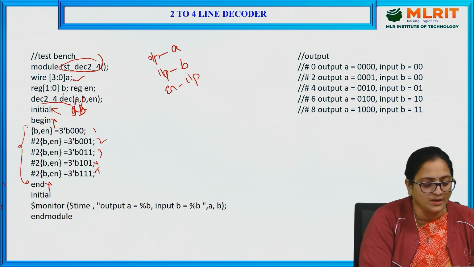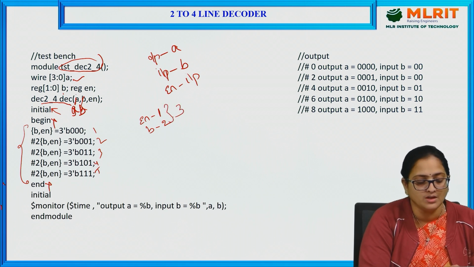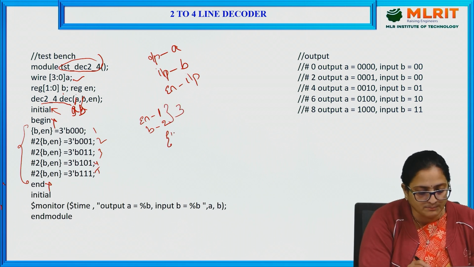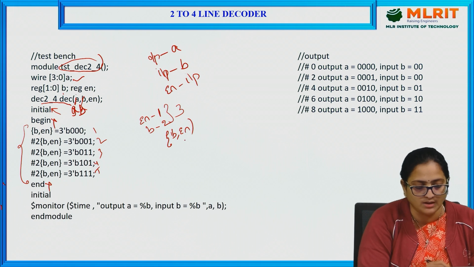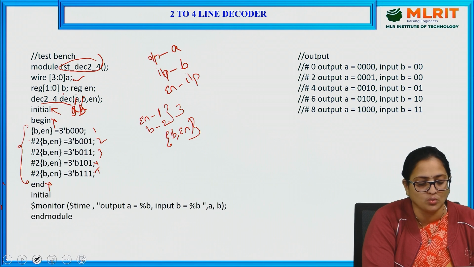Here actually, listen here, this enable pin is a single bit. B is a 2-bit value. So totally we'll have a 3-bit value. So here I'm concatenating B and enable. That is, you are combining the B value with the enable value. So here at time t equals 0, B comma enable.